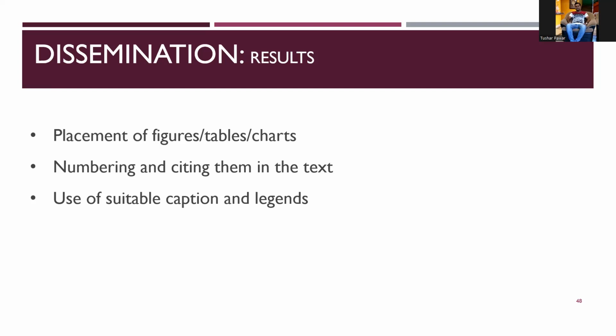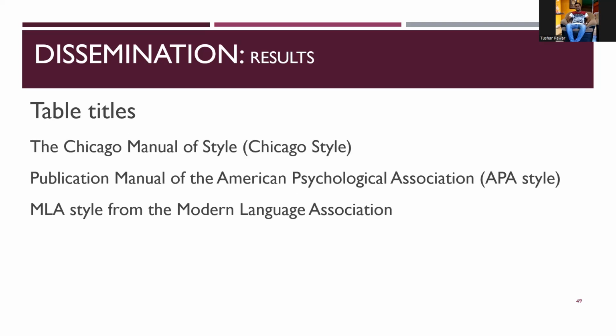Number them and cite them in the explanation. So if you are explaining a table, wherever the explanation of that table is given, the number has to be reflected. Even for the figure, the number of the figure, Fig 2.2, whatever the number is, has to come. Suitable captions and legends are very, very essential.